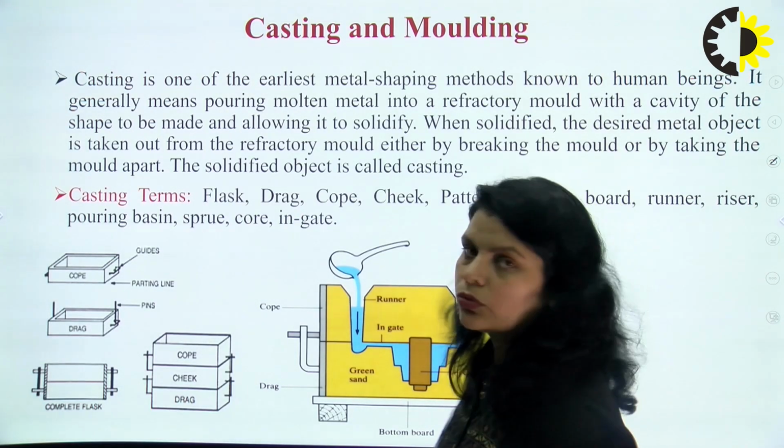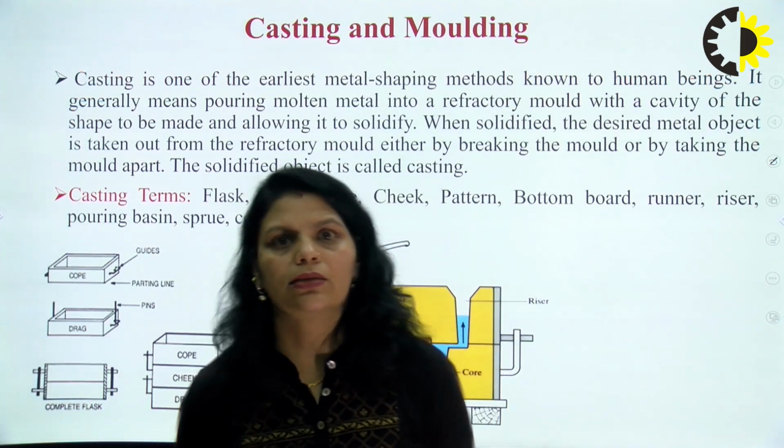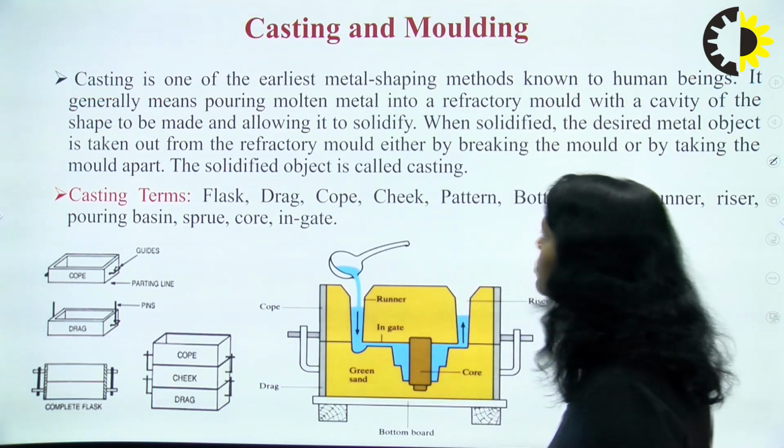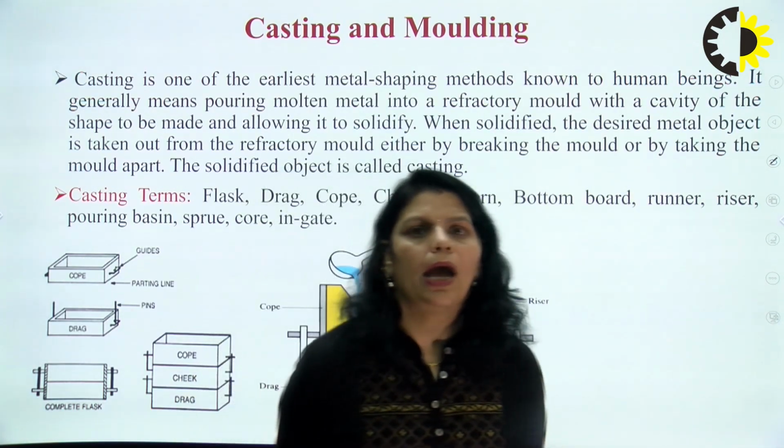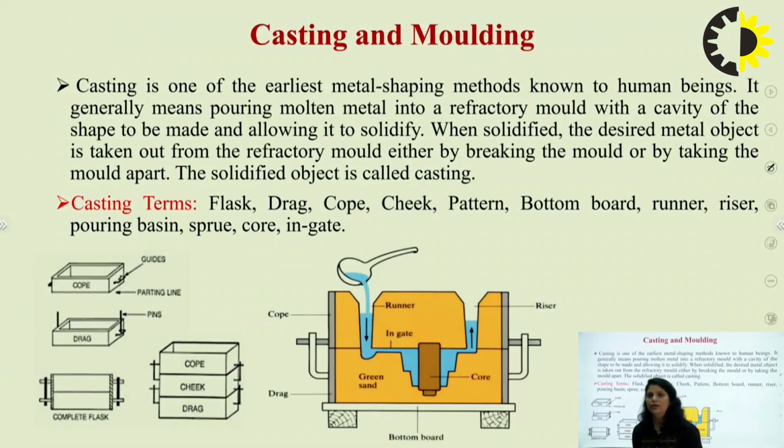So first we come to casting and molding. What is the casting and molding process? It is one of the oldest techniques, and in this we provide the basic shape and size to a particular raw material. So we can say casting is one of the earliest shaping methods known to human beings. And here what we do, we will heat the material.